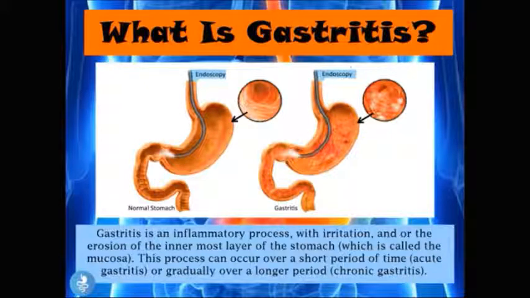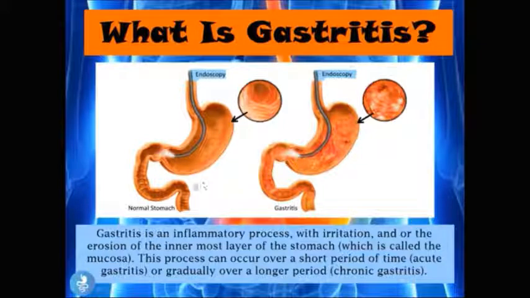the stomach, which is called the mucosa. The process can occur over a short period of time, and if this occurs, we call it an acute gastritis, or gradually over a longer period, in which time we name it a chronic gastritis.